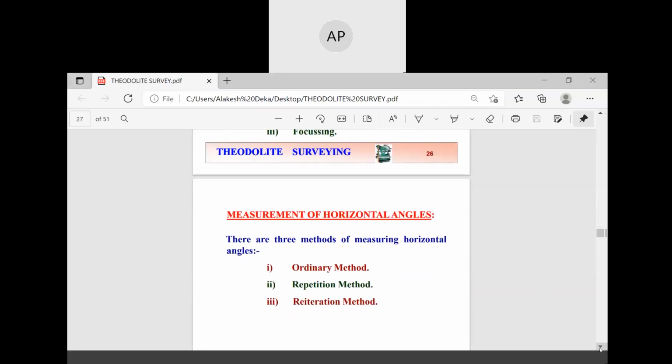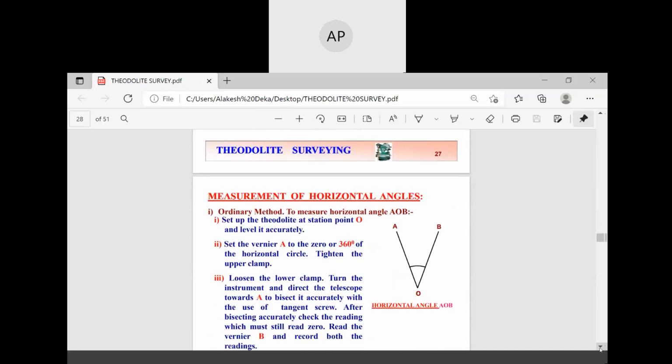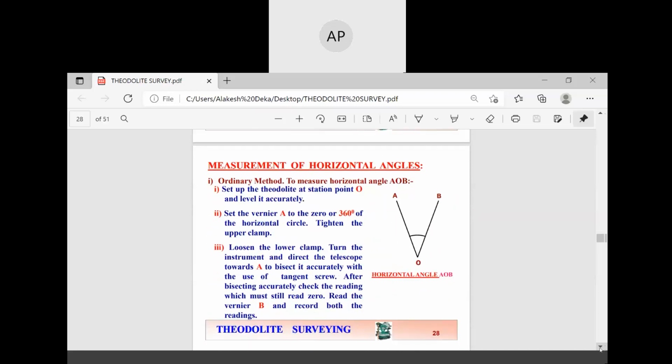And measurement of horizontal angles. There are three methods of measuring horizontal angles: ordinary method, repetition method, and reiteration method. Okay, next class I will discuss.